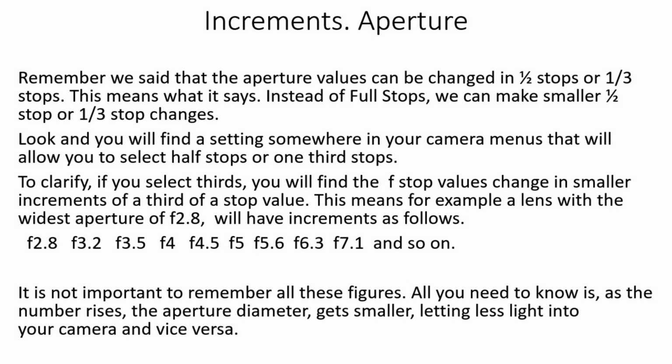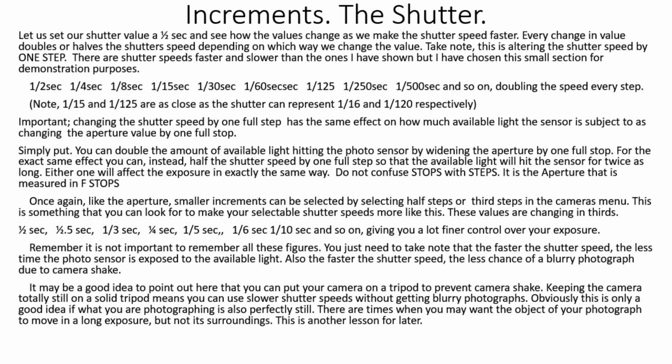This means, for example, a lens with the widest aperture of f2.8 will have increments as follows: f2.8, f3.2, f3.5, f4, f4.5, f5, f5.6, f6.3, f7.1, and so on. It is not important to remember all these figures. All you need to know is, as the number rises, the aperture diameter gets smaller, letting less light into your camera, and vice versa.